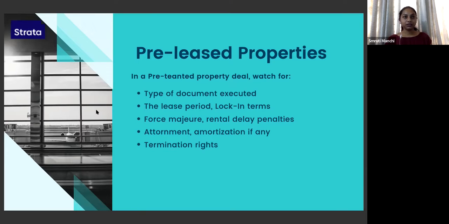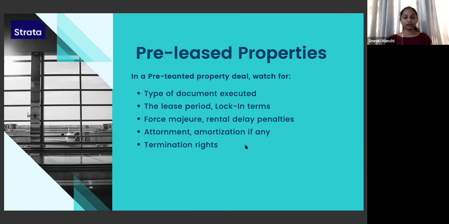The lease period, the lock-in terms, of course, apart from the basic commercials of what you would look at, that is the rent and the security deposit, it becomes very important to look at these terms. You have to look at what the lease period is, what the lock-in terms are, because the lock-in in effect bars the tenant from exiting the property for that period, and that will give you a good sense of what your cash flows would be and what your next 5 years looks like.